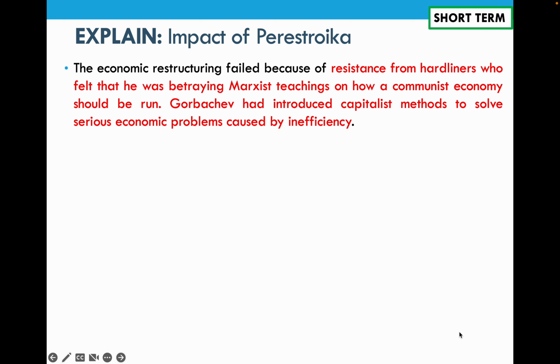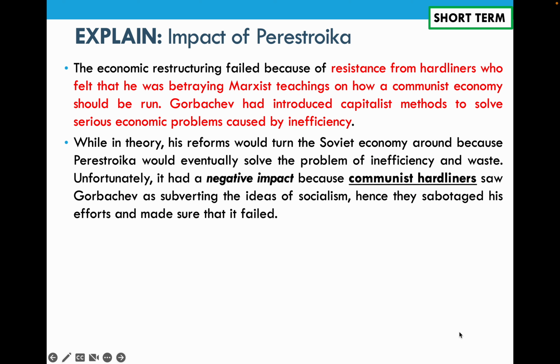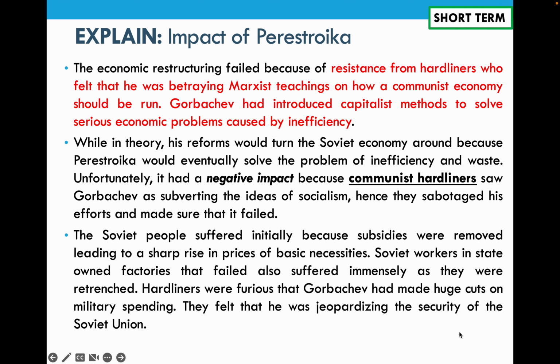For perestroika, it didn't work because hardliners felt that Gorbachev was betraying Marxist teachings because he introduced capitalist methods to solve serious economic problems caused by inefficiency. So in theory, his reforms would turn the Soviet economy around because perestroika by right should be solving the problem of inefficiency and waste. But it didn't work out because communist hardliners saw this as betraying the ideas of socialism, so they sabotaged his efforts and made sure that it failed.